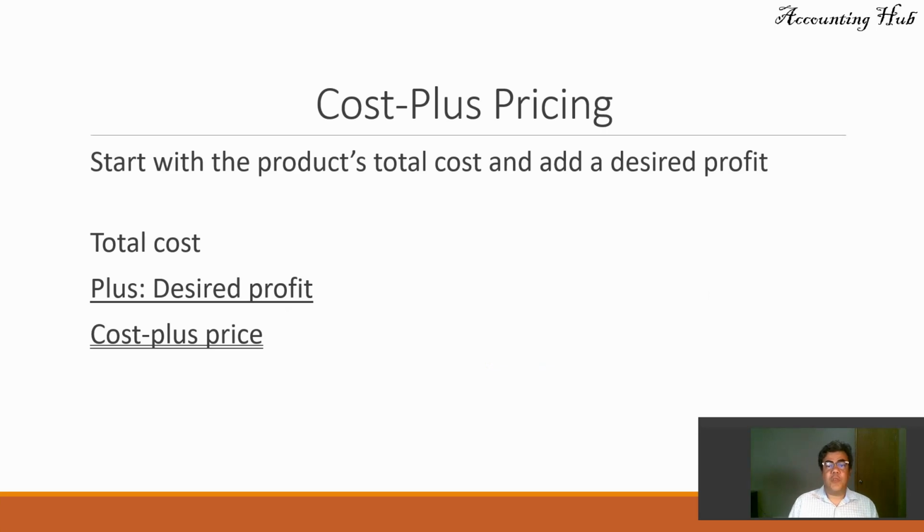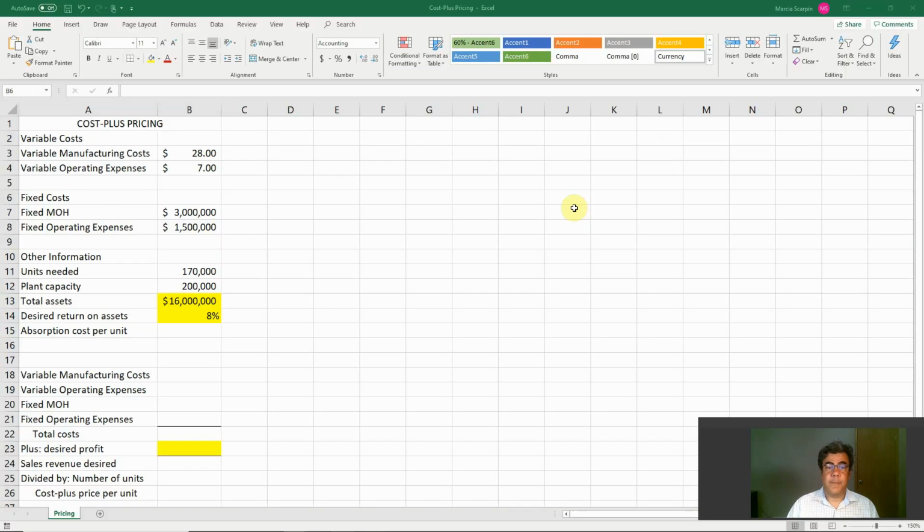And how do we work with cost plus pricing? Start with the product's total cost and add a desired profit. So total cost plus desired profit is equal to cost plus price. Easy, huh? Let's go to our Excel file.